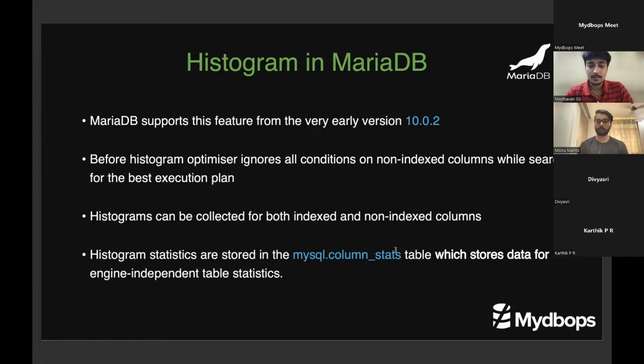This histogram feature was introduced in an early version, 10.0.2, in 2014. Before histogram came into the picture in MariaDB, MariaDB used the storage engine stats. That means for every table, the storage engine stores some stats, and those stats are used by the optimizer to define the execution plan. After further improvement, it came to engine-independent statistics. There are tables like column stats, index stats, and table stats. While running ANALYZE TABLE with the table name, it will collect those stats and store them in those tables.